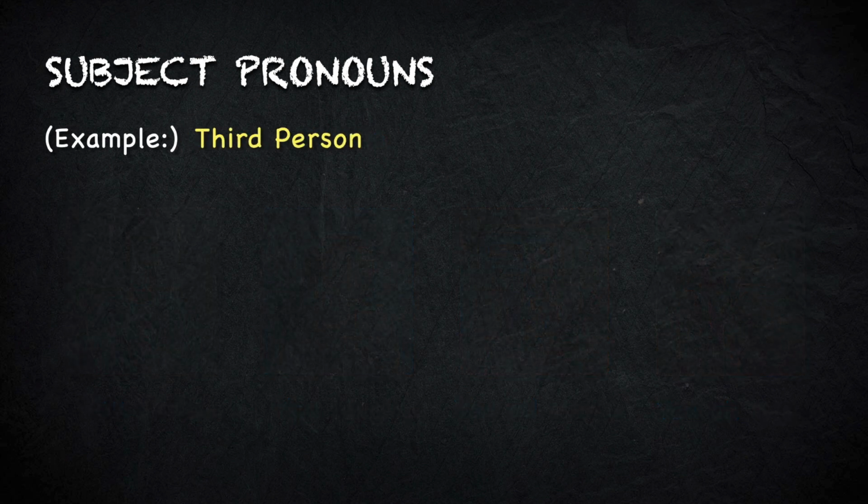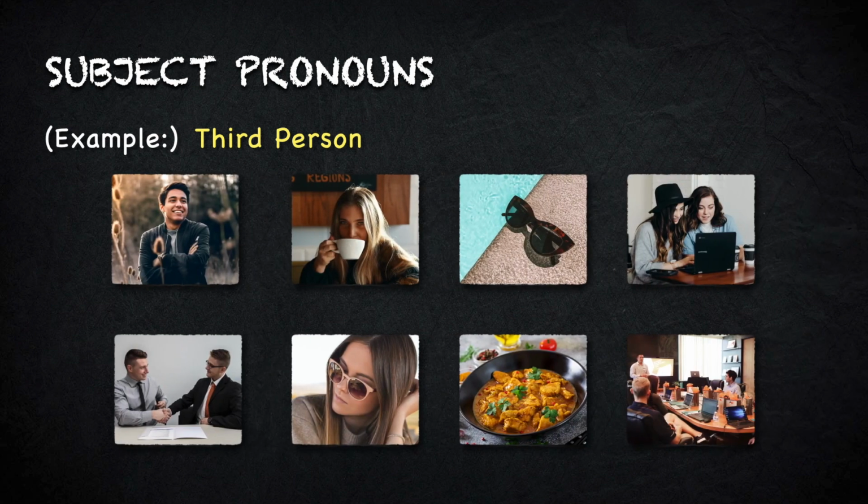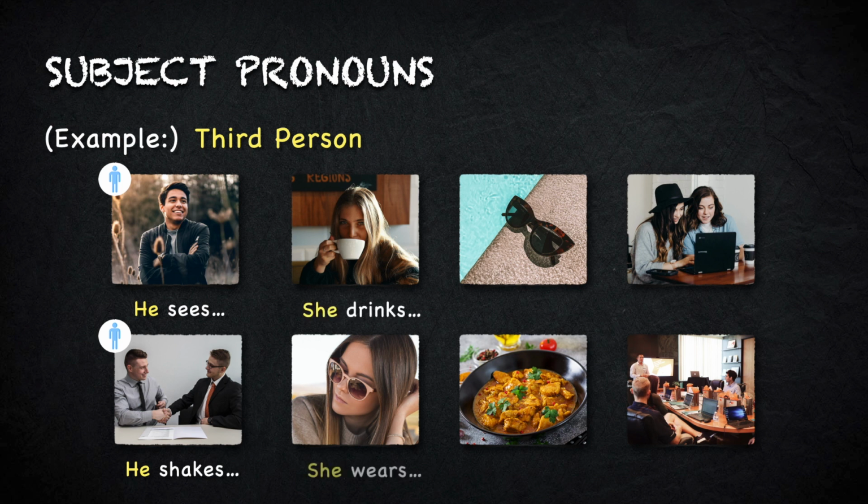And in the third person form, we can say, he sees and he shakes for one noun, masculine or male. We are only talking about one noun, okay? Next one is she drinks and she wears for one noun, feminine or female. We are only talking about one female noun.